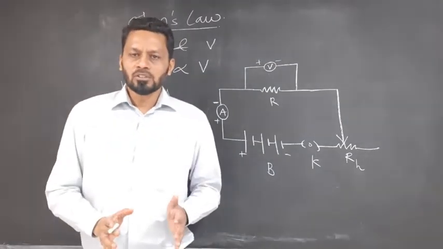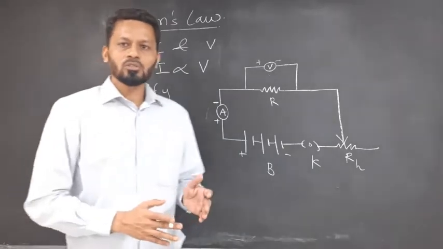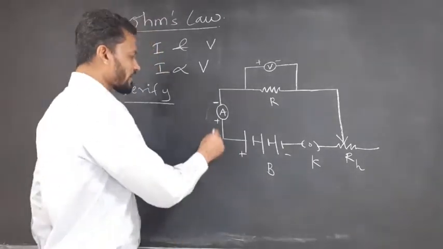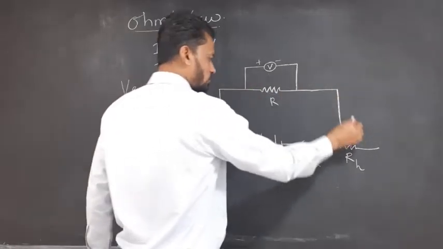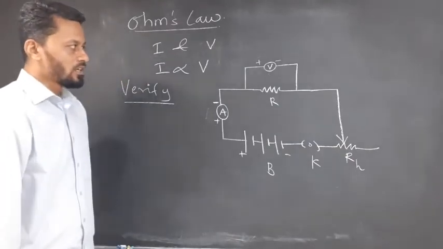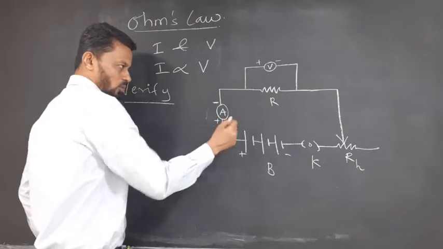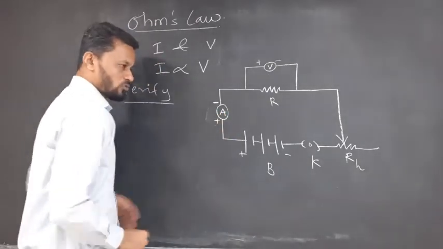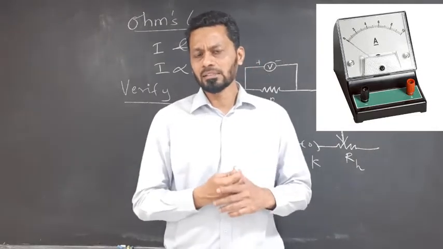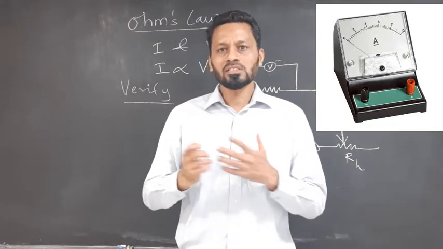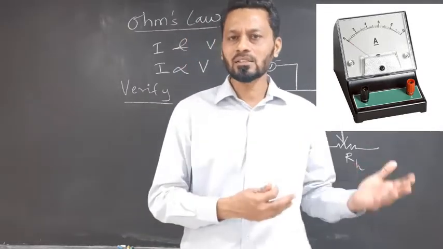Any meter, whether it's a voltmeter or an ammeter, the connection should always be such that the positive goes to the positive and the negative goes to the negative of the battery, and this is how your connection gets completed. Now what will happen over here? The ammeter looks something like this. Can you see the A written inside the ammeter? This ammeter will give us the reading of the electric current flowing inside the circuit.